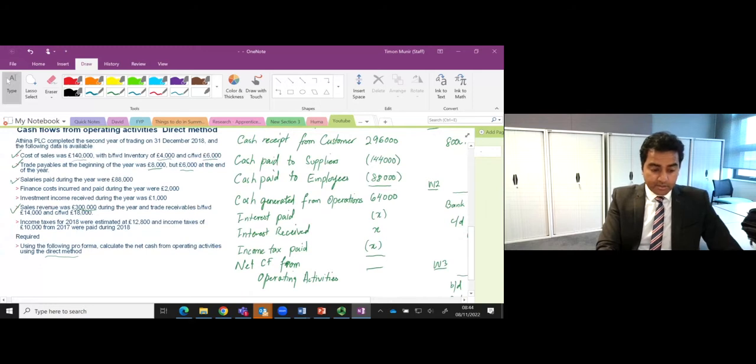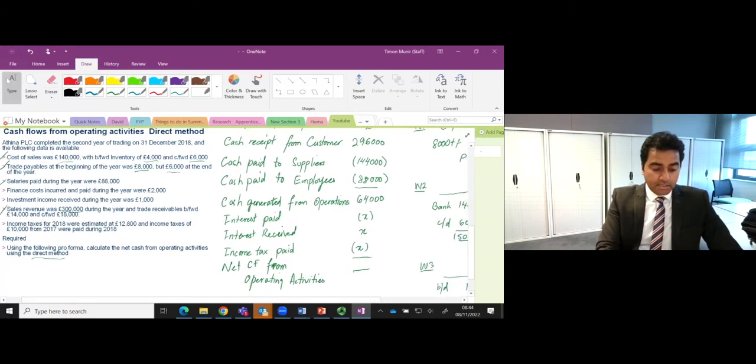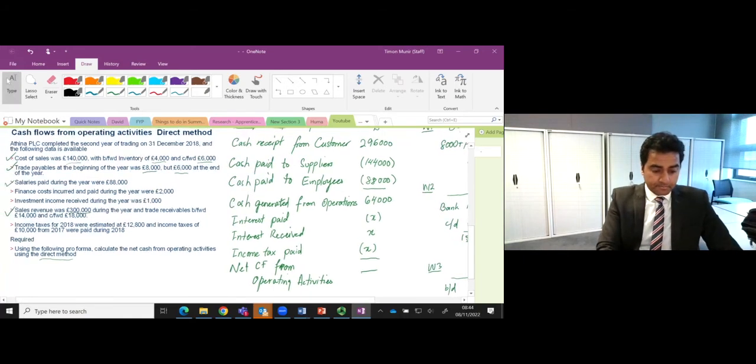Next, I have to find out how much interest I have paid and how much interest I have received. So the interest which I have paid is 2,000 pounds. So I'm going to record 2,000 pounds as a cash outflow. So that's why it is negative. And the interest income received is 1,000 pounds, which I'm going to record as a positive figure.